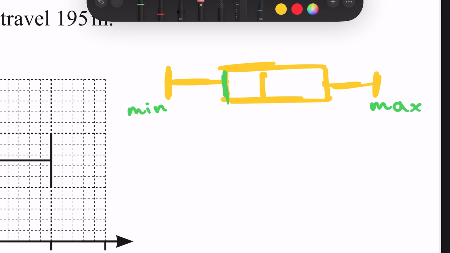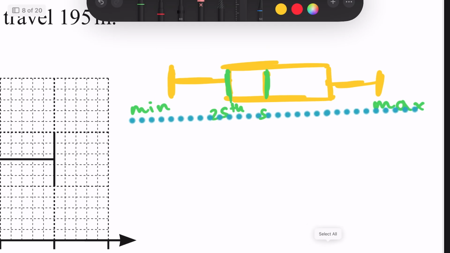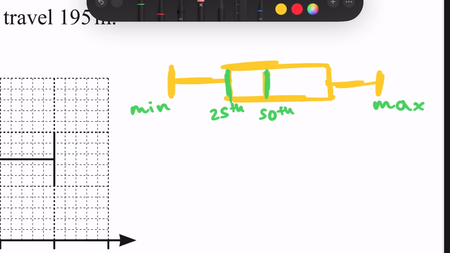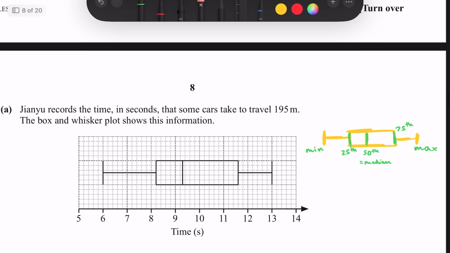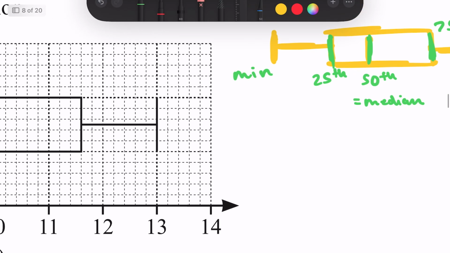Now this line over here represents the 25th percentile, i.e. what numbers are in the 25th percentile. This line in the middle of this box is the 50th percentile, which is equal to the median. And this line over here is the 75th percentile. Now with all this in mind, there's one rule that matters. The IQR, i.e. the interquartile range, is equal to the 75th value minus the 25th value.